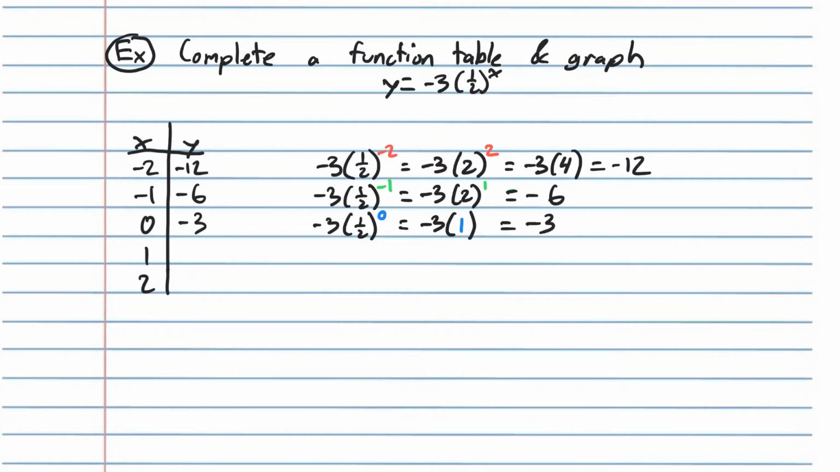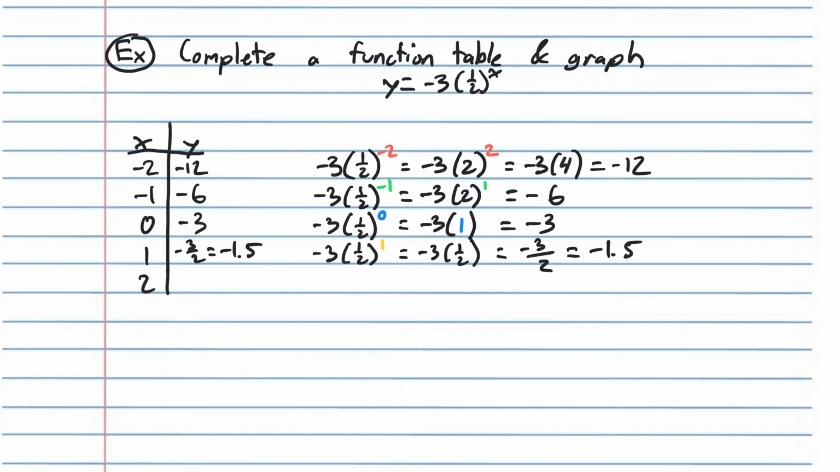Okay? So now hopefully you're starting to see some patterns. But if you don't see the pattern, just keep going, right? So plug in 1. So negative 3 times 1/2 to the power of 1. Okay, and then the first power is itself, so it's negative 3 times 1/2. Okay, and you can just multiply straight across and get negative 3 over 2, which is the same thing if you wanted to change it to a decimal. It'd be negative 1.5. Okay, so put that over here. So negative 3 over 2 or negative 1.5.